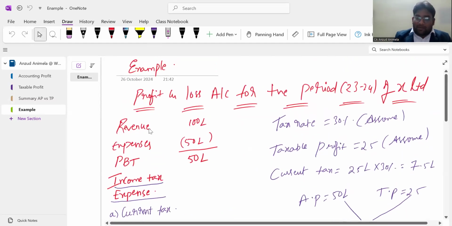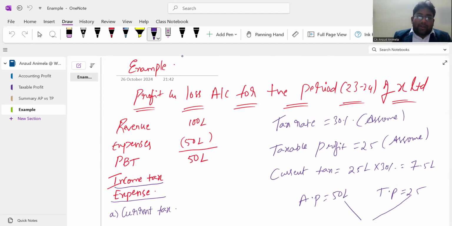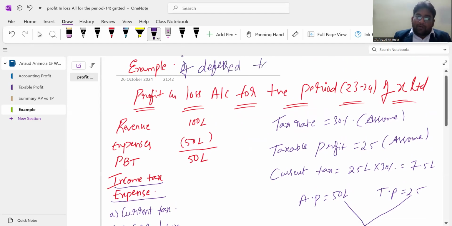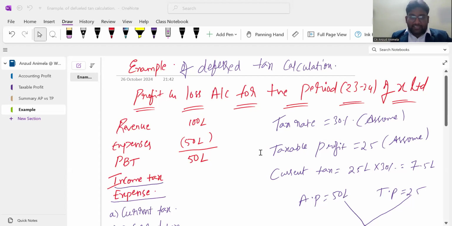Now let's take one example to understand deferred tax calculation. Now let me share the screen to see the example of deferred tax calculation, how we have to calculate the deferred taxes. Now let's take an imaginary company, X Limited, for the period 23-24.